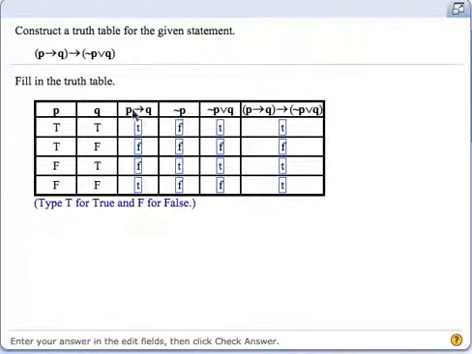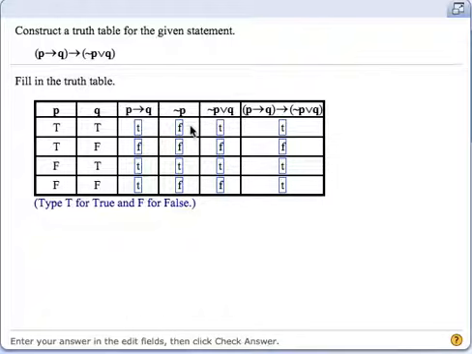Now, with these truth statements, if the initial statement is false, you don't really have to read any further. It's going to be true. So if it's implied, a false statement is always going to get you true. A false hypothesis will always get you a true.